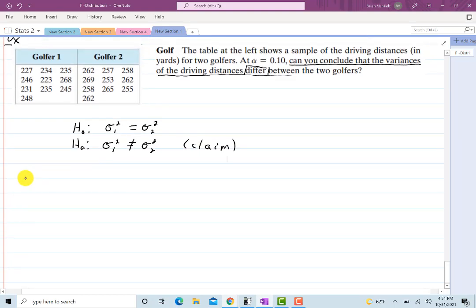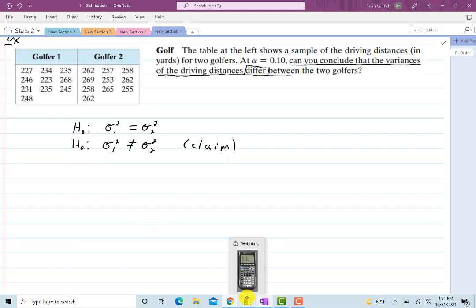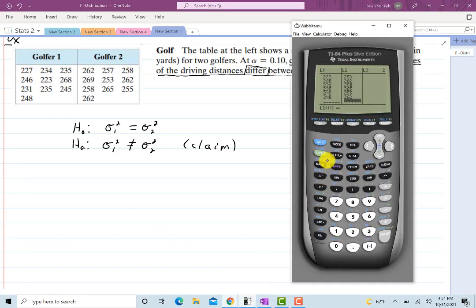Now, let's look at our sample variances and see what we have. To get the sample variances is very simple. All you have to do is go to Stat, go to Calc, choose two variable stats, and once you hit Enter, you have your X list and Y list. X list is like L1, Y list is like L2. Enter your way out of this thing.